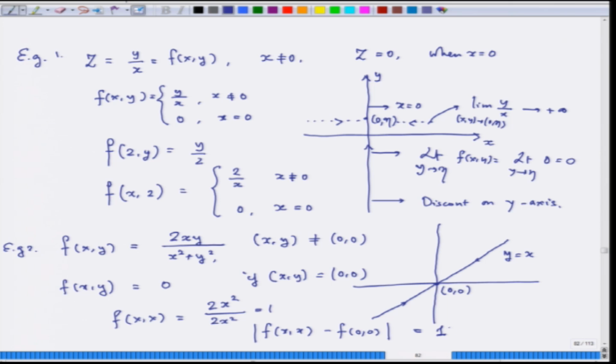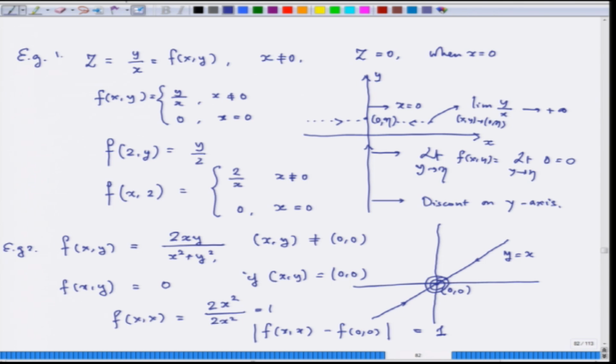This cannot be made arbitrarily small. Given any epsilon, I cannot make it as small as I like, even though I can have points in y and x which are arbitrarily close to 0. If I take a small ball around here, I can make the radius smaller and smaller, but I will still find points in those intervals which are lying on the line y equal to x, but the function value cannot be made less than 1.